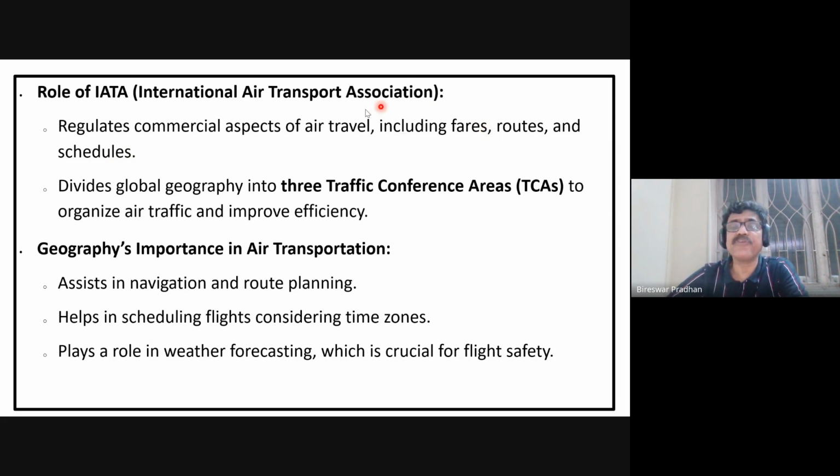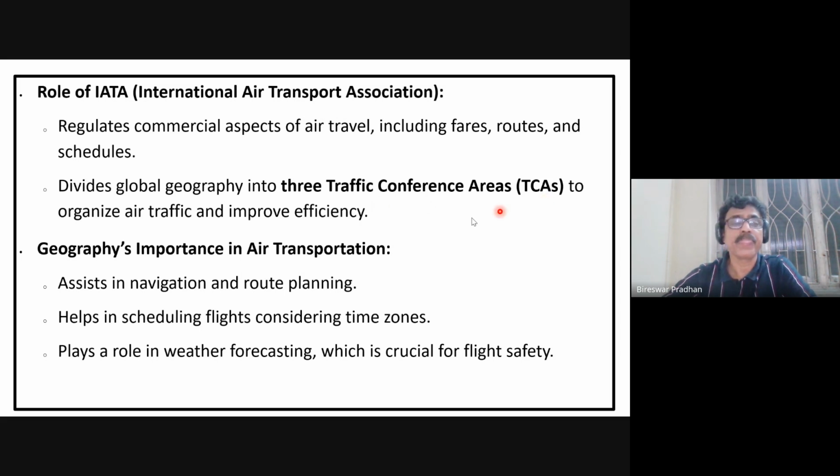Then they include the fares, routes and schedule. All these are regulated by the IATA, the International Air Transport Association. Now, the question is how they are doing this. What is their mechanism? What is the technique for dividing global geography into three traffic conference areas to organize air traffic and improve efficiency? So these are the three traffic conference areas, TCAs.